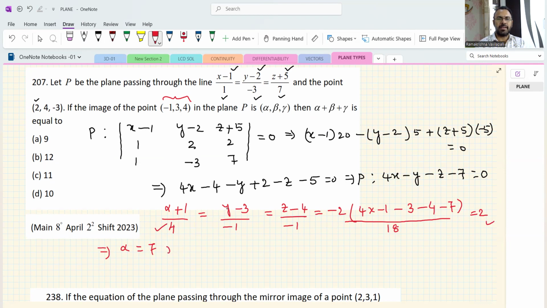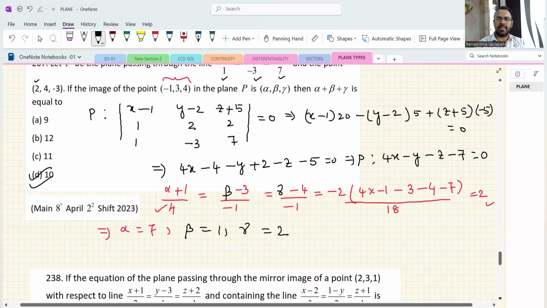Right, this is beta. Sorry, this is beta and gamma. Beta minus 3 and gamma minus 4. Beta equal to you will get 1 and gamma equal to you will get 2. So what is alpha plus beta plus gamma? That is equal to 10.